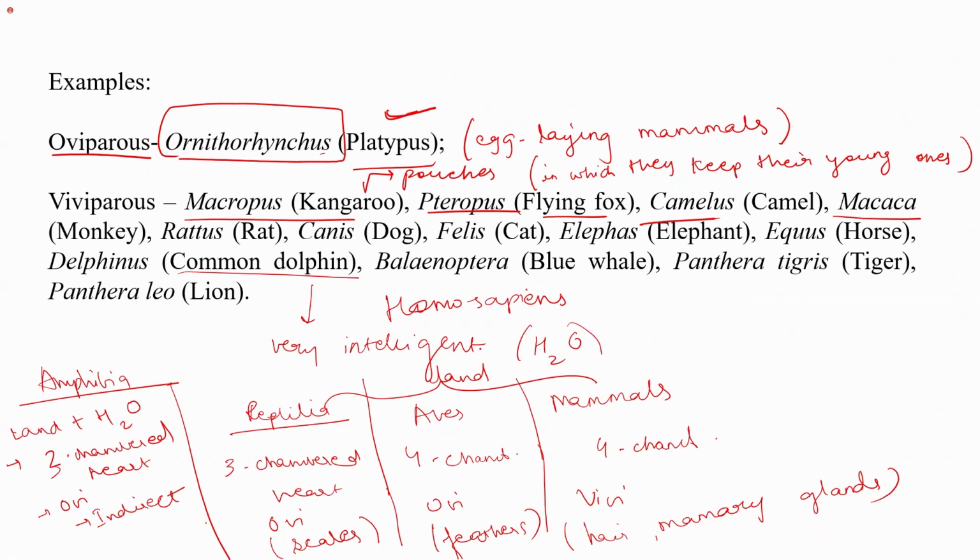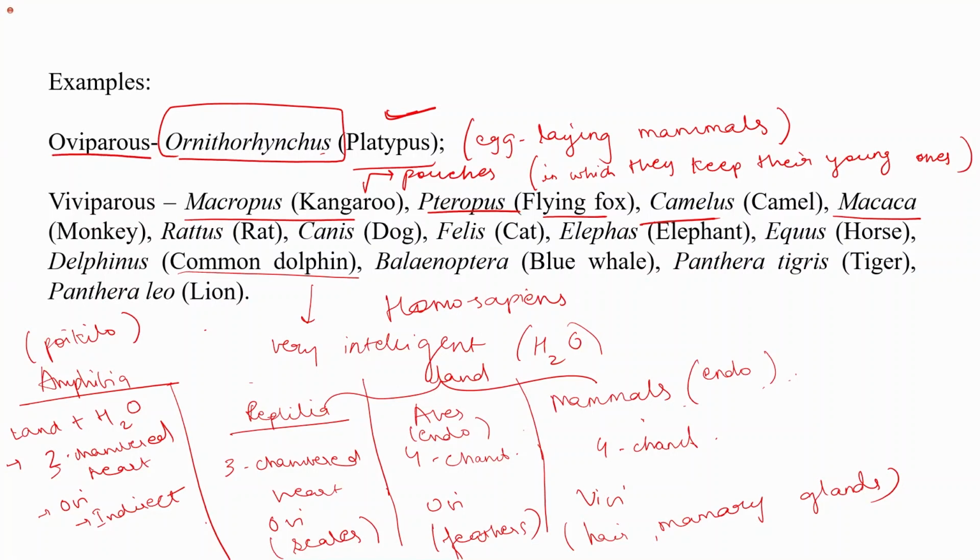Also, one of the important features is that mammals are homeothermic, that is, they are endothermic. That is, they can maintain their body temperature. So Aves and mammals both can maintain their body temperature. They are homeothermic, while these are poikilothermic, that is, they are not able to maintain their body temperature. So these are certain differences. You need to remember these differences.